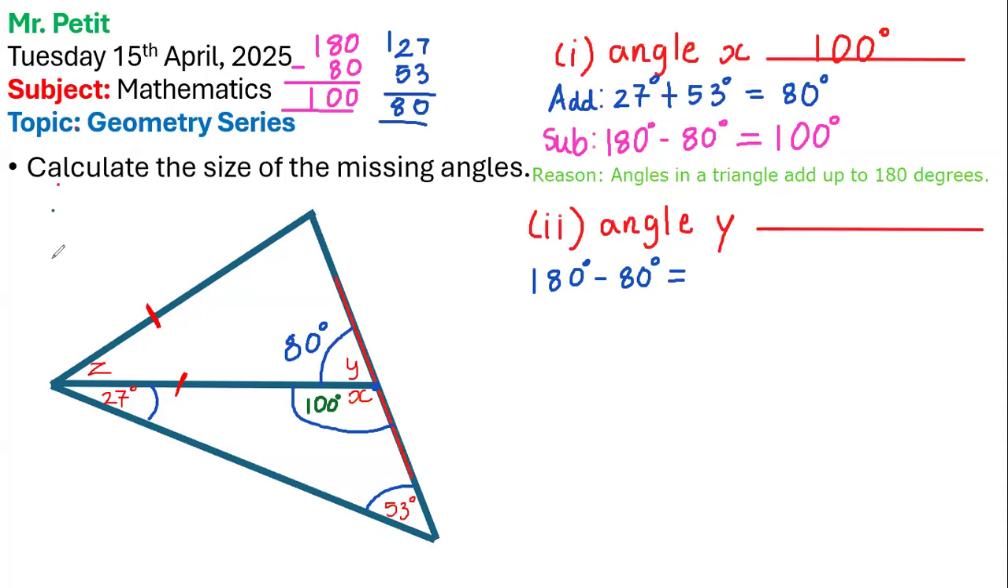No, I noted wrong. 180 minus 100. We have to subtract with 100, because you're trying to figure out what y is. So when we subtract with 100, it's going to be 180 degrees, equal to what? 80 degrees. Very good. So we know that y is equal to 80.